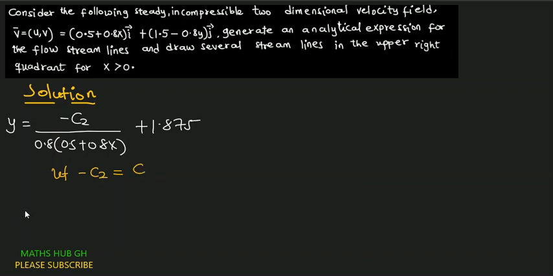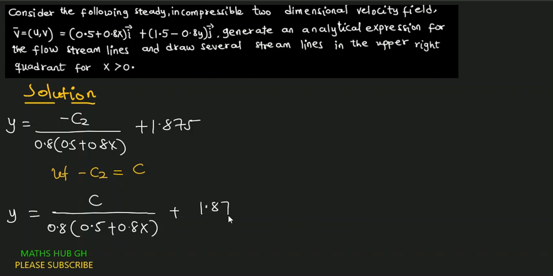So if we do the substitution, our expression is now going to be y equals c divided by 0.8 multiplying 0.5 plus 0.8x, plus 1.875. So this becomes the analytical expression that you are going to use to draw the graph. Sometimes you might not have to generate the expression, but depending on how your lecturer wants it, you just have to go that way. So now let's look at how you're going to draw the streamlines.